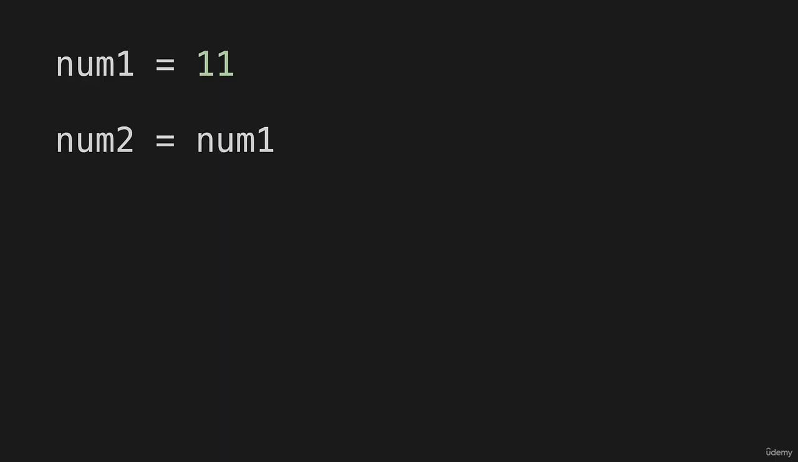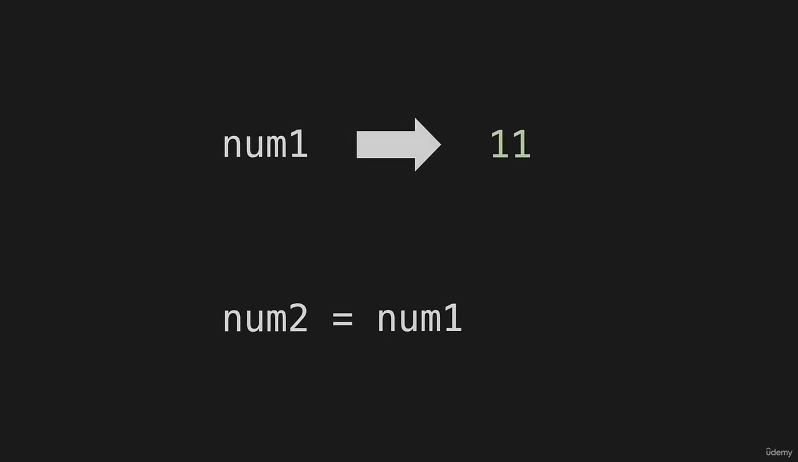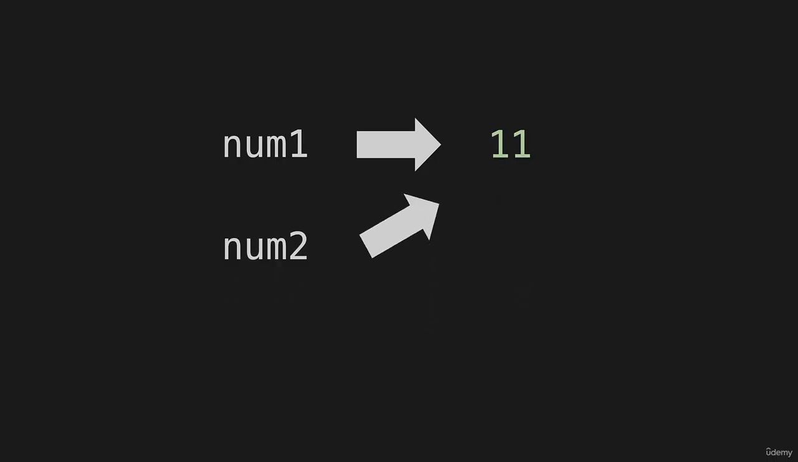So when we do this, we're creating an integer 11 somewhere in memory, and then we point the variable num1 at that integer. But the question is, what happens when we set num2 to be equal to num1? Are we creating a separate number 11 that num2 points to, or does num2 point to the same number 11 in memory that num1 is pointing to?